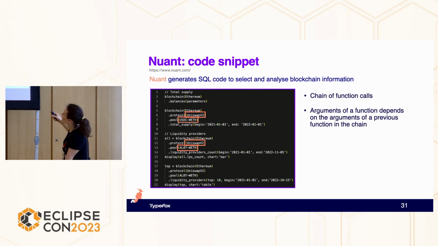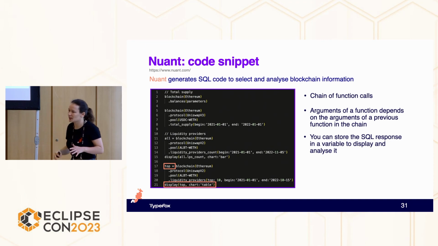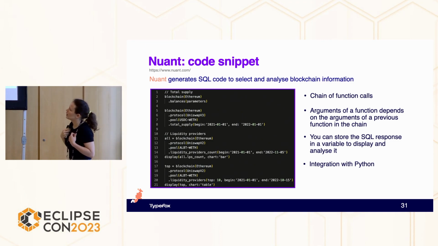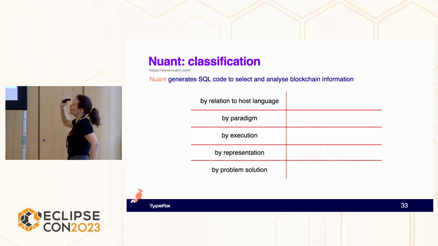Besides, you can store the SQL response in a variable to display and analyze it. You can display it in different ways, by the way. And finally, we have integration with Python. Some information can be transferred between Python and Nuant, so that you can, for example, make further analysis of the information that you got using Nuant. This language has support in notebook and VS Code, and again, here is our favorite classification. 1, 2, 3, 4, 5.